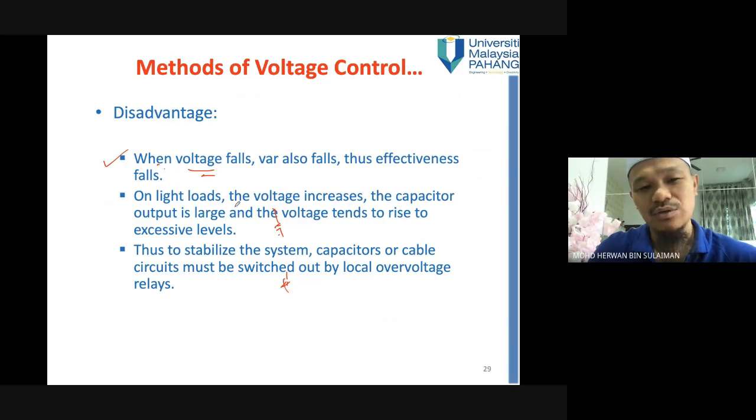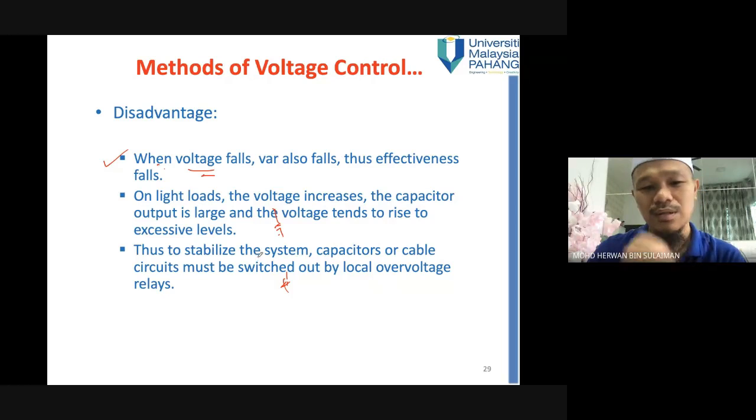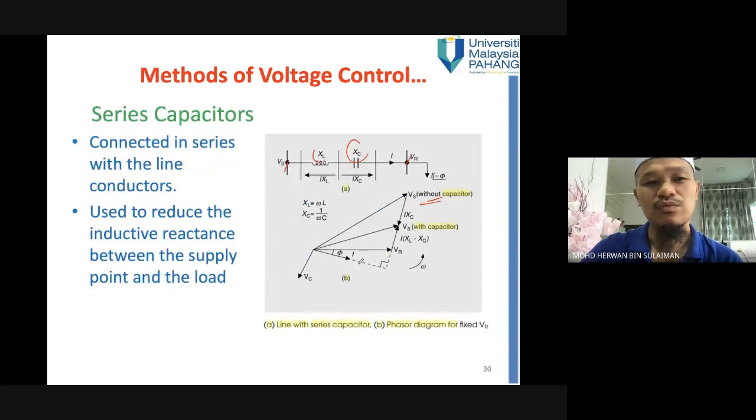On light loads, the voltage increases, the capacitor output is very large, and the voltage tends to rise to excessive levels. Okay, that's why when we have light loads, normally we don't put the capacitor, because when the voltage increases, the capacitor output is large. It energizes the system, so it tends to make the voltage excessive, meaning that you have overvoltage. So to stabilize the system, capacitors or cable circuits must be switched out by a local overvoltage relay. So that's why you have the protection here, the local overvoltage relay.